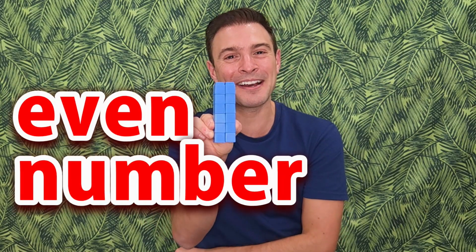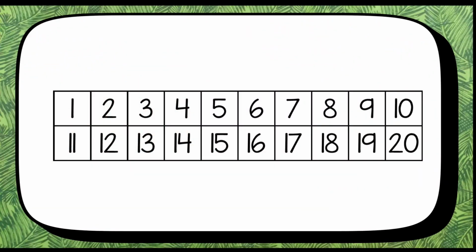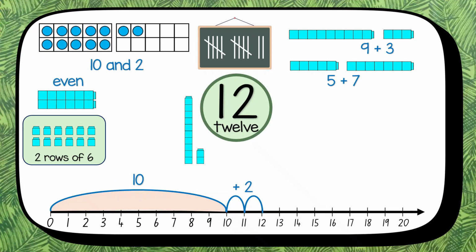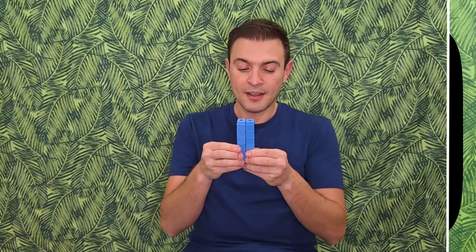Our even number. Let's skip count by 2s again on this number chart. Let's start at 2. Ready? 2, 4, 6, 8, 10, 12. So we can make 2 equal groups with 12.